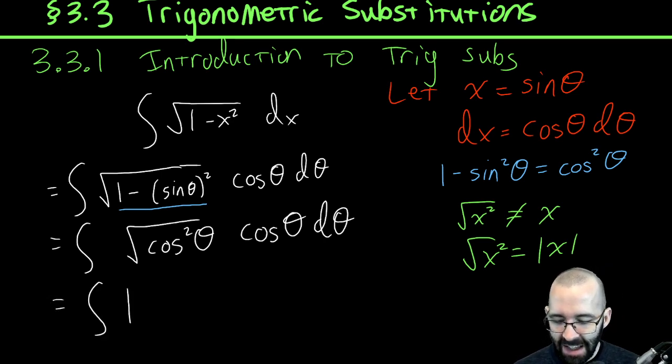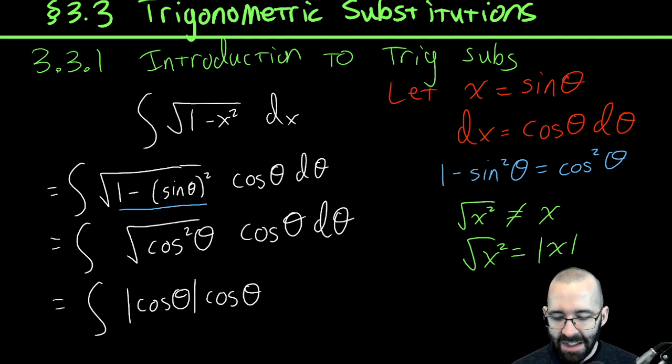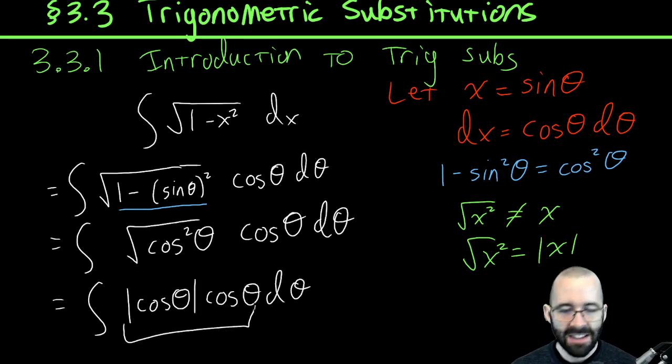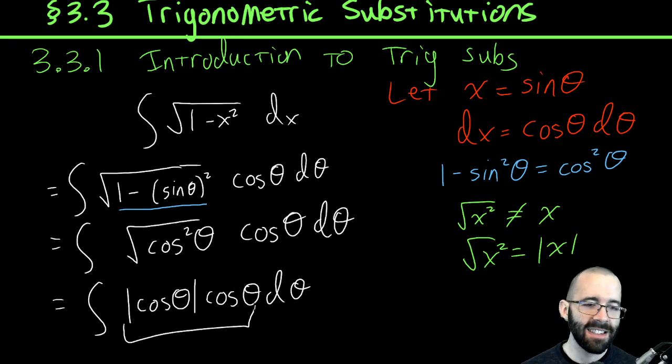We get the absolute value of cosine of theta times cosine of theta. And you can't combine these. Actually, there are some sort of... No, I don't think there's any way that we can combine these, actually.